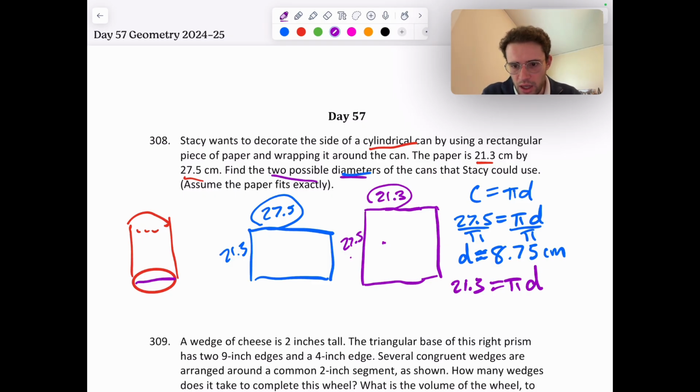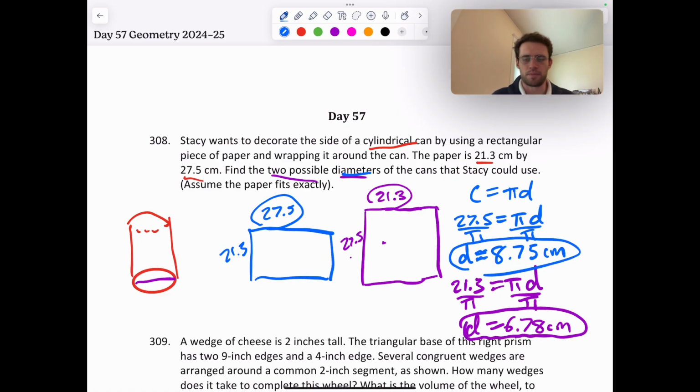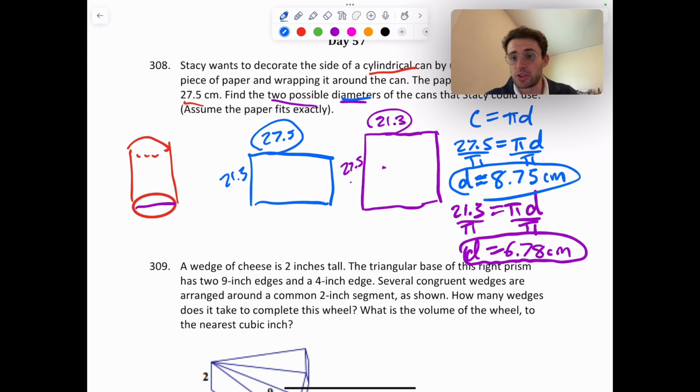The other option, we divide 21.3 by pi to get d alone, and that would give us 21.3 divided by pi equals 6.78000005. So I could just round that to 6.78 centimeters. All right, those are our two possible diameters. And if you want to check it, just multiply it back by pi. Here we go. All right, it's mostly just about visualizing how this paper will wrap around that tube, that cylinder.